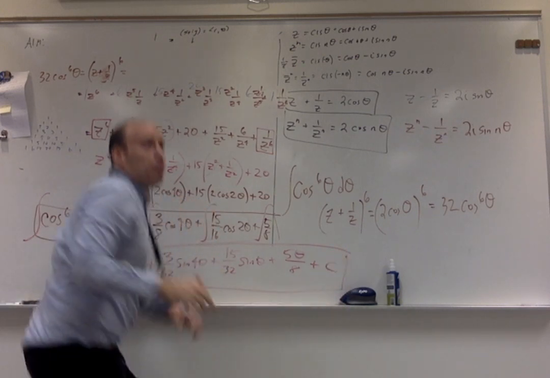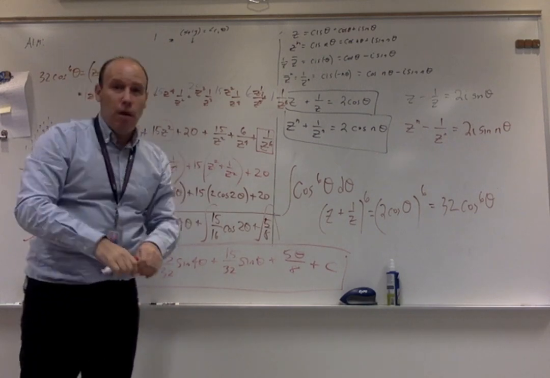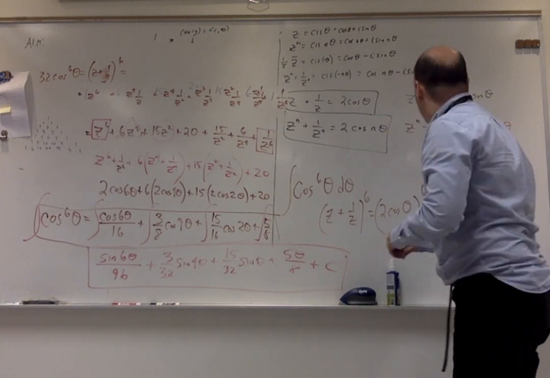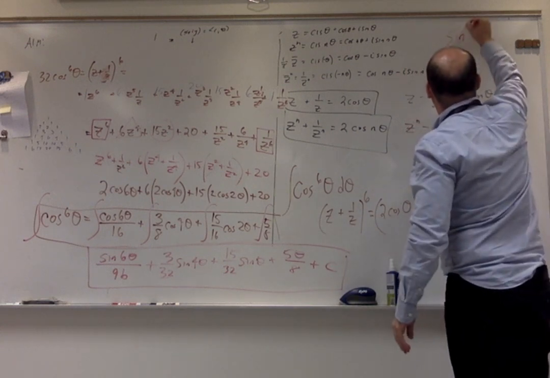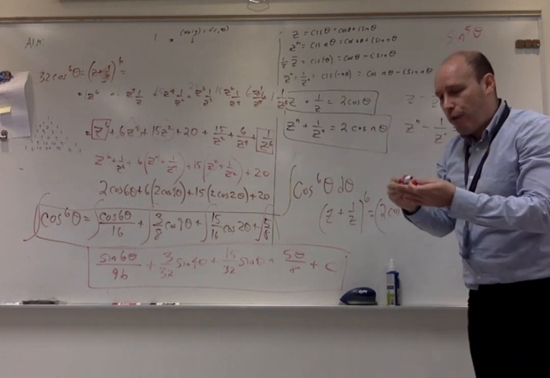It may seem tedious, but it did show up on IB questions, and it has shown up in the book. Try on your own sine to the 5th. Try that one out using this, and then we'll go over it in class again.